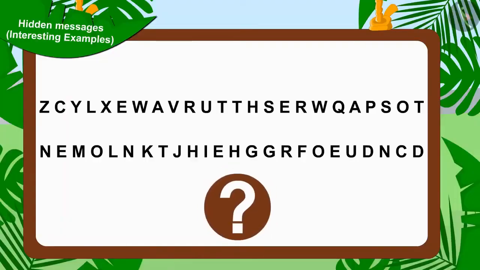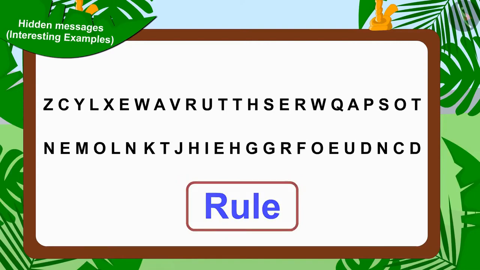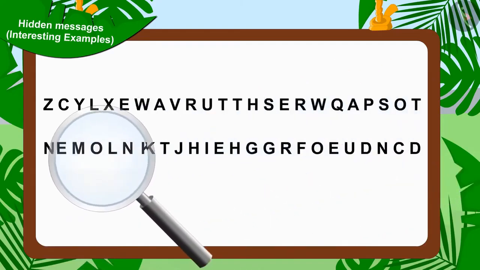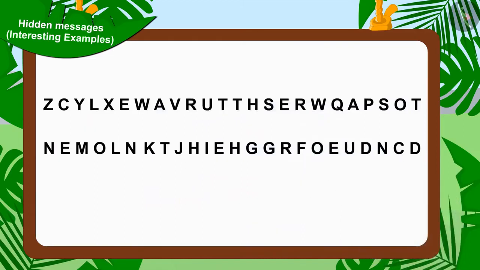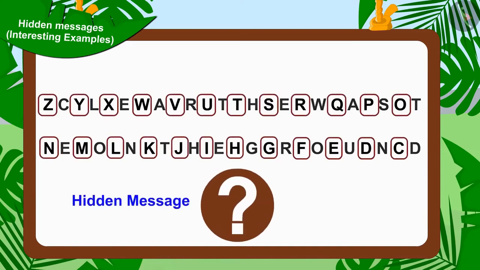Children, can you solve this hidden message? If you wish to, you can stop the video and find the answer. Let us first find the rule in these alphabets. If we look closely, we will find that the alphabets here are written in reverse order. But do you understand any hidden message from these alphabets? No.